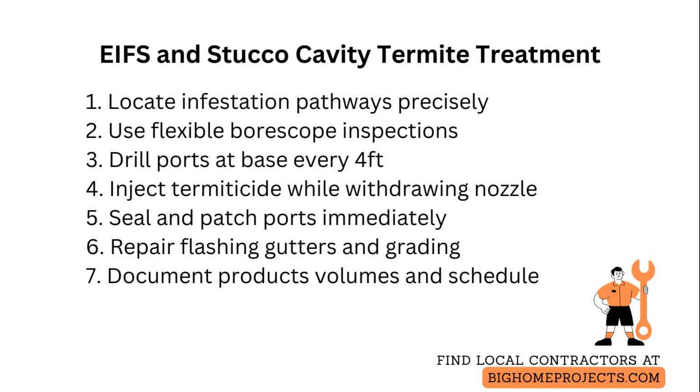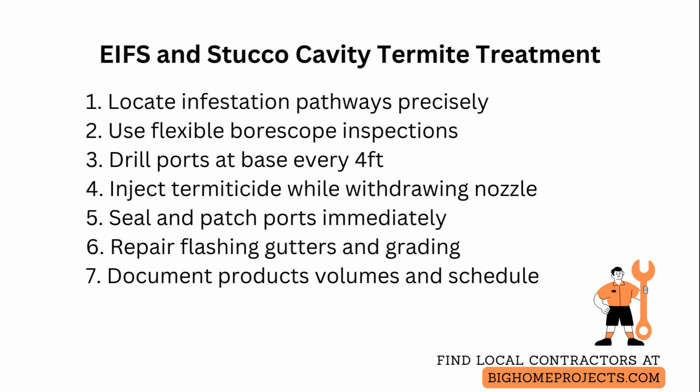Create small access ports through the cladding into the cavity at the base and at intervals no more than every 4 feet to allow even distribution of termiticide, drilling at a slight downward angle to reach baseboards and termite galleries. Inject a non-repellent or repellent termiticide foam or liquid into the cavity while slowly withdrawing the injection nozzle to coat internal void surfaces, following label rates and wearing proper respiratory and skin protection. After treatment, immediately seal ports with a compatible patch and allow stucco or EIFS technicians to restore finish texture and color to prevent water intrusion.